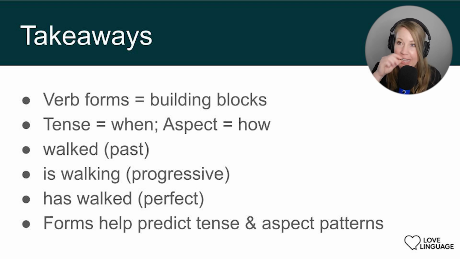For example, if I say "she walked," that's past tense. If I say "she is walking," that's the progressive aspect. If I say "she has walked," that's the perfect aspect. So why does this matter? Because once you recognize verb forms, you'll be able to predict and understand these tense and aspect patterns much more easily. And that's exactly what we'll explore in our next video.